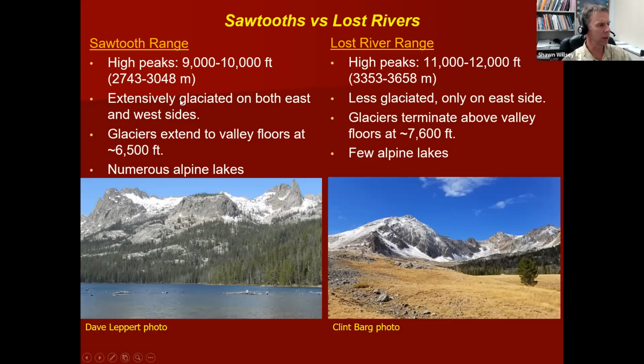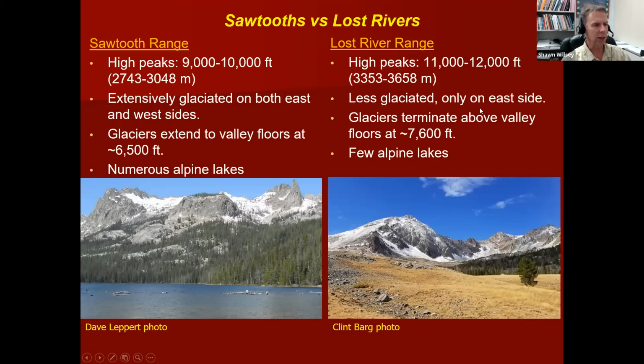If you spend some time in the Sawtooths in the high country, you know that one of its beautiful characteristics are the alpine lakes. There are probably hundreds of these high alpine lakes up in the high country of the Sawtooths. And we also have lakes down in the valley as well, behind some of those moraines that we'll look at. If we contrast that with the Lost River Range, like we said, it's way less glaciated.